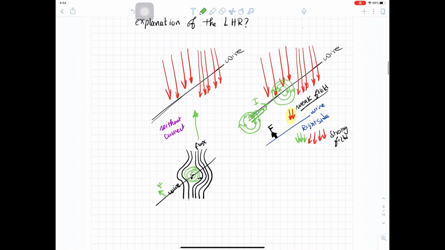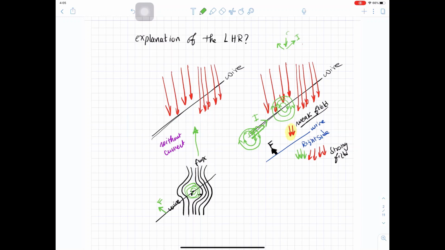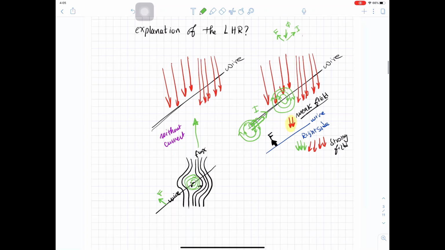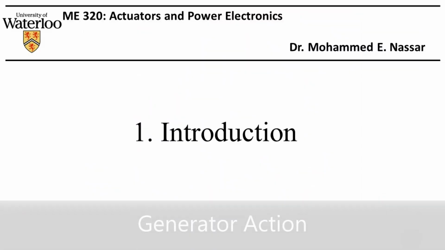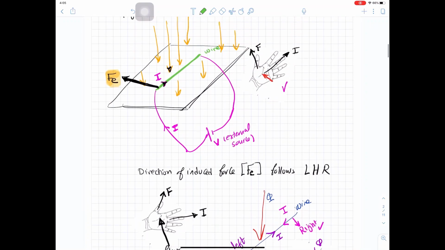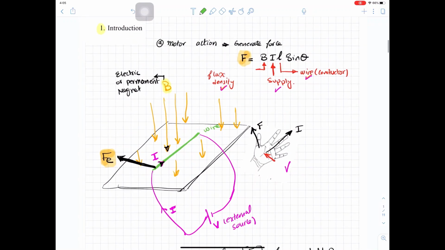And this is how they came up with their left hand rule. So they said if the flux is going down, and the current is going in this direction, this will be the direction of the force. So this is I, this is phi, and this is the force. And if the current changes the direction, the force will change the direction. And this is how they came up with the left hand rule. So this is what is called the motor action, and the motor action is how you can generate force.